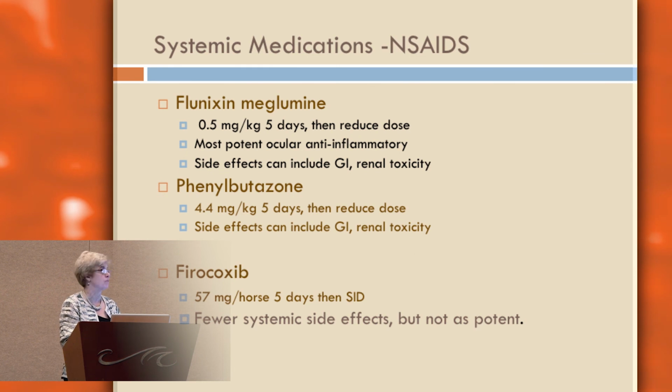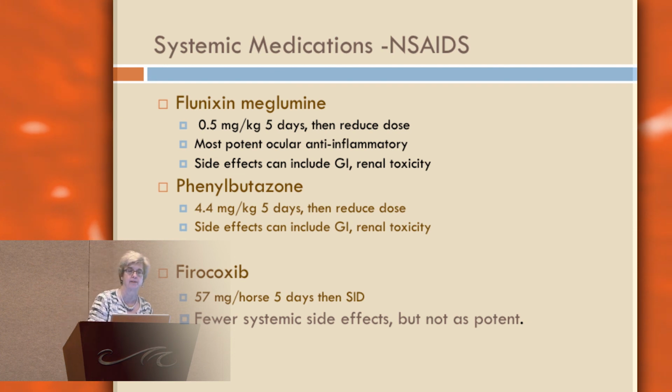Systemic medicines, these horses hurt, and you want to cool down those eyes. Flunixin is the best medication to use. Phenylbutazone is also a very good medicine to use. Firocoxib, I haven't used it very much on uveitis horses. I'm using it right now on a fungal keratitis horse who can't have the other NSAIDs, and it's doing a reasonable job of keeping her comfortable.